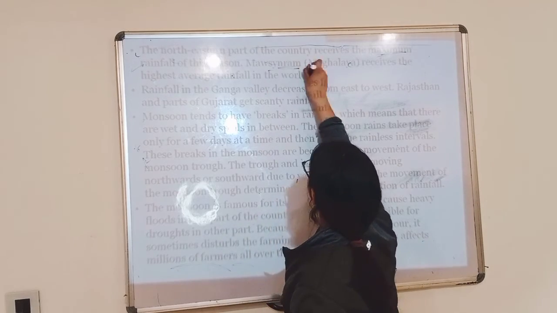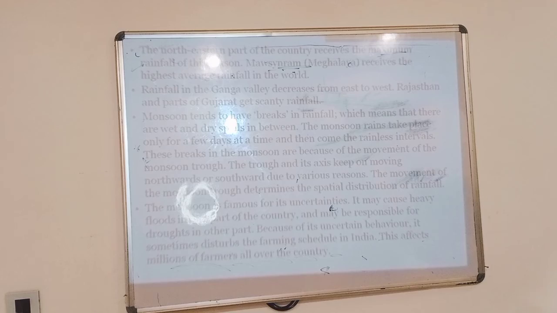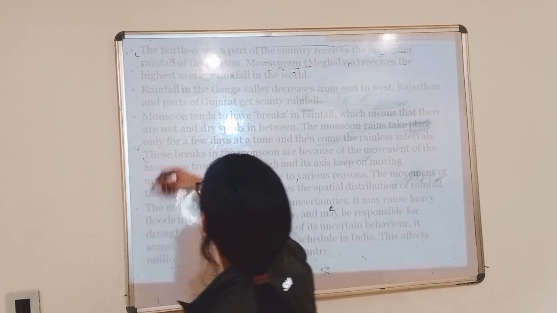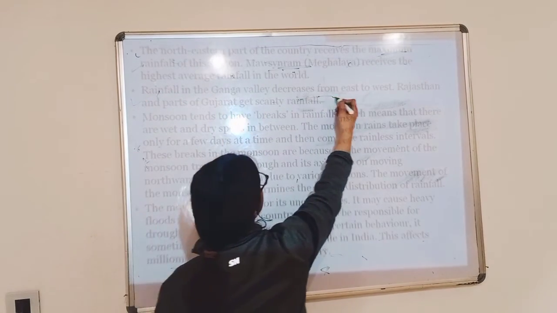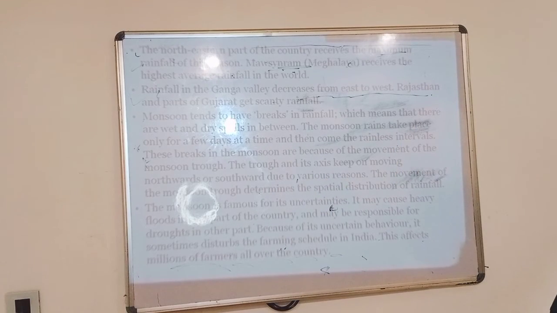Mizoram. Meghalaya receives the highest rainfall in the world. The rainfall in the Ganga Valley decreases from east to west. Rajasthan parts get scanty rainfall.